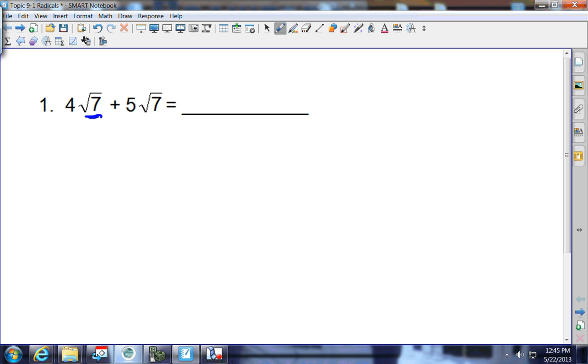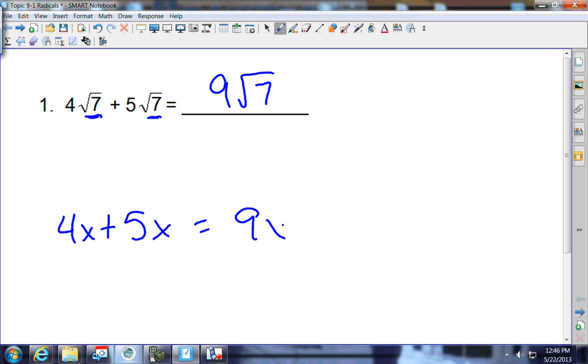This says square root of 7 and square root of 7. That means that they can go together. This is saying I have 4 square roots of 7 and 5 square roots of 7. 4 plus 5 is 9, and square root of 7 stays the same. Just like if I was doing 4x plus 5x, this would equal 9x. The x's are just telling me what goes together. That's what those square root of 7s are doing. You can't do anything with the 7. You just leave it like that when you're adding and subtracting only.